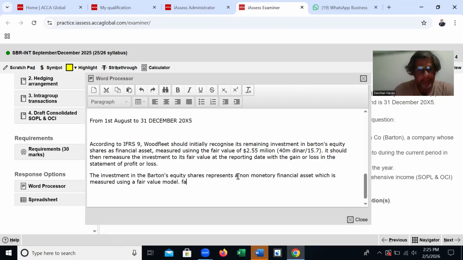Fair value is denominated in a foreign currency, so it is translated using the spot exchange rate at the date of remeasurement.